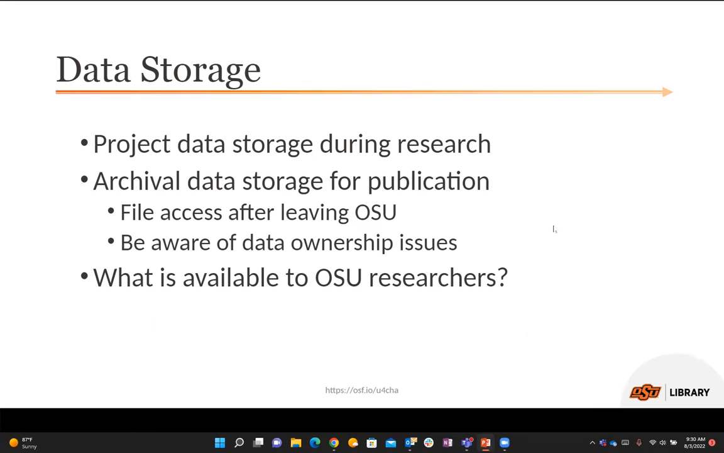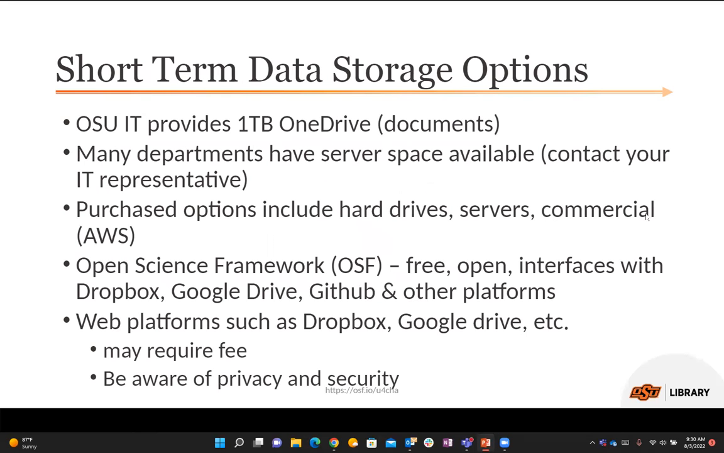Okay, so let's look at what is available to OSU researchers. Short term, there are several options, some of them more convenient and cheaper than others. IT provides everyone with an okstate.edu email and 1 terabyte of storage on OneDrive. This is most convenient for documents. It's really not terribly helpful for data, simply because it's a challenge to organize, and it doesn't have the structure that a lot of the other options will.